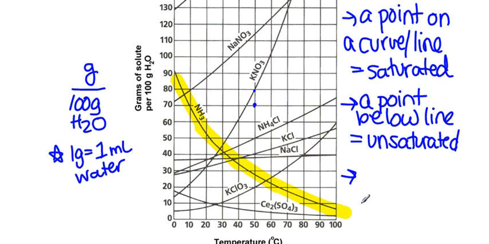And lastly, if you have a point above the line, so what if I was looking at something above the line at 50 degrees Celsius, anything above 80 grams per 100 grams for potassium nitrate, or any other example, that would be supersaturated.